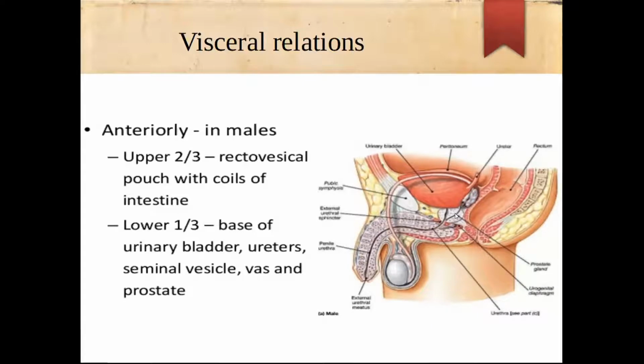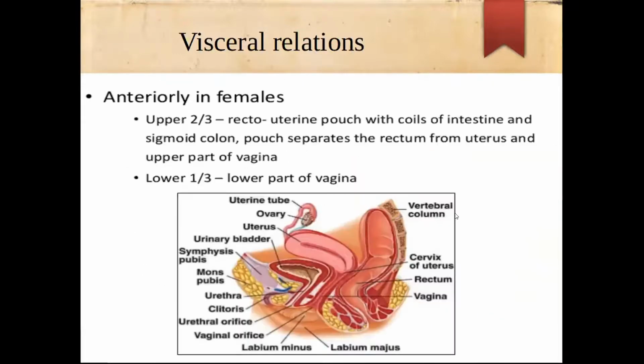Clear? Yes. Okay. In the female anteriorly, if you see here, in the upper two-thirds there is the rectouterine pouch. Same as in the male, it contains coils of small bowel and sigmoid, and this pouch separates the rectum from the uterus and the upper part of the vagina.